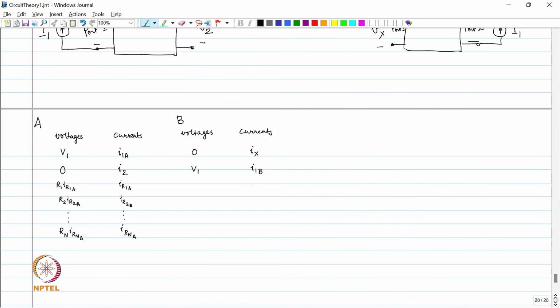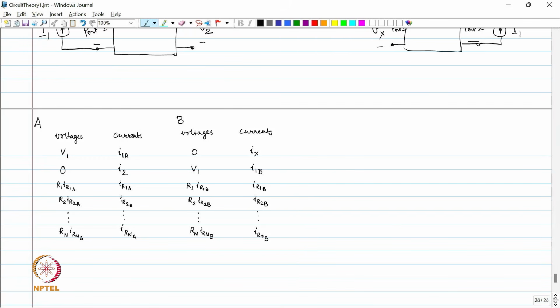And in this case, let us call these currents IR1B, IR2B, dot dot dot, IRNB, and therefore, the corresponding voltages will be R1 times IR1B, R2 times IR2B, dot dot dot, Rn times IRNB. All right.